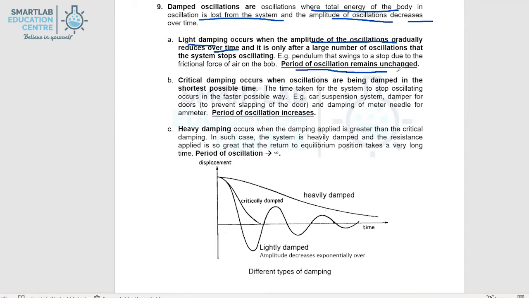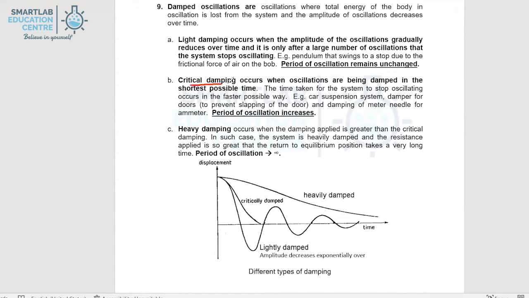What is critical to note is that the period of oscillation remains unchanged. So this is the graph for light damping, and you can see that the period of one oscillation, the period of the second oscillation, and the period of the third oscillation, those timings are more or less the same. So basically, the period of the oscillation remains unchanged for light damping.